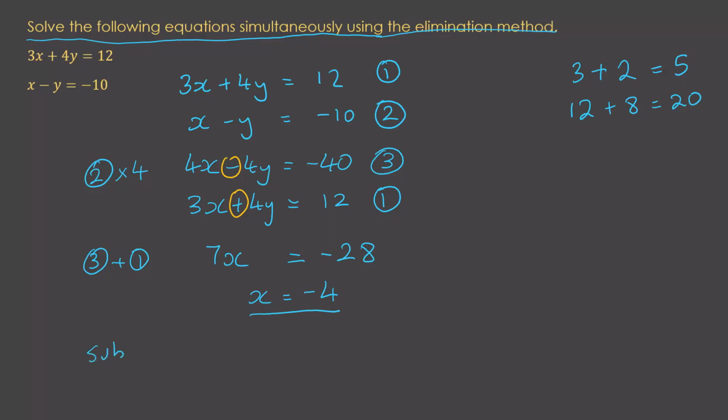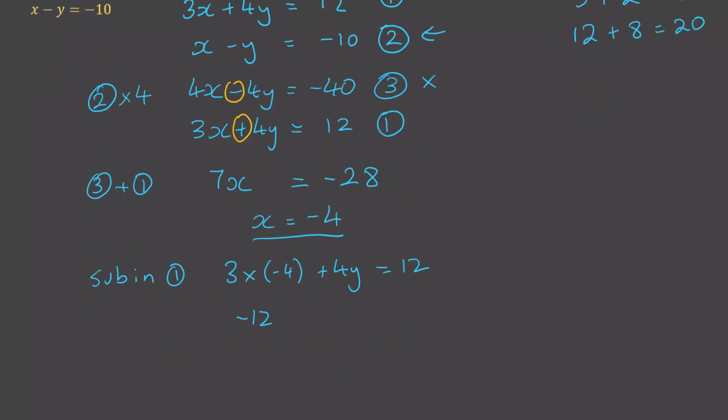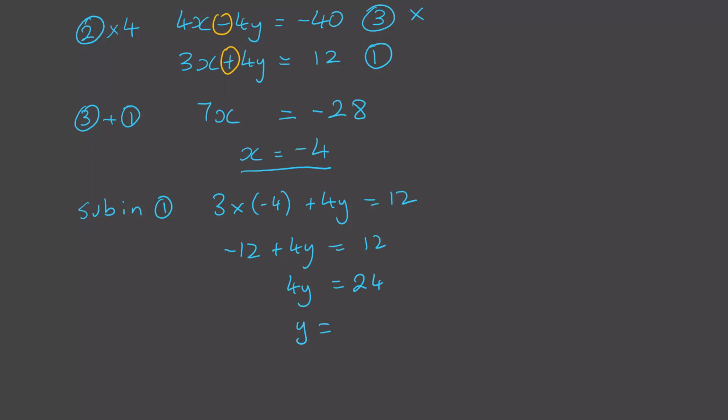I'm now going to substitute back to an original equation, and usually you'd go for one of these and not one of the ones you'd multiplied up. I'm going to substitute into 1. So if x is negative 4, I get 3 times negative 4, add 4y is equal to 12. Negative 12 add 4y equals 12. Add 12 to both sides and I get 4y is 24. Divide by 4 and that gives me y is 6.